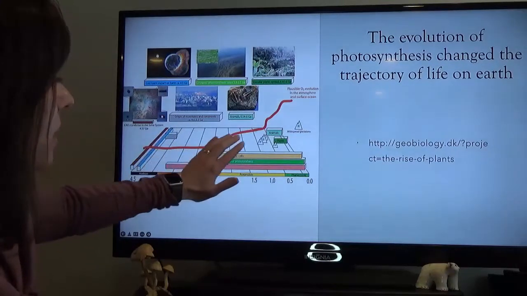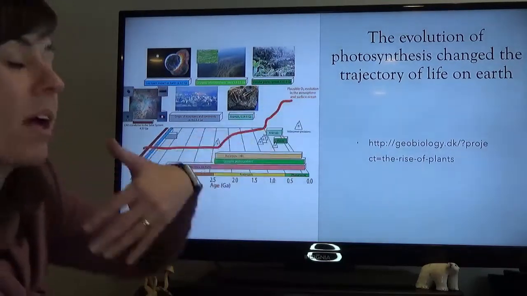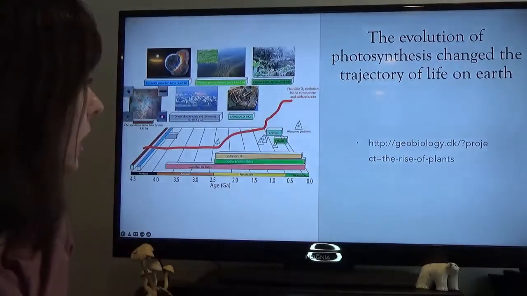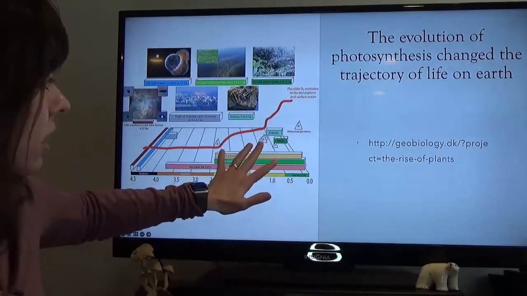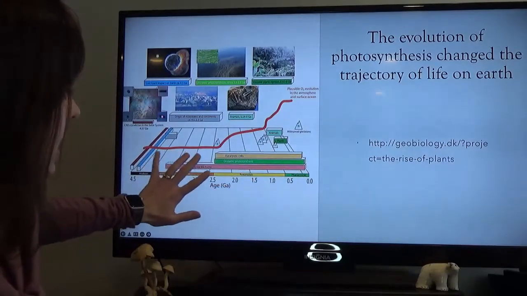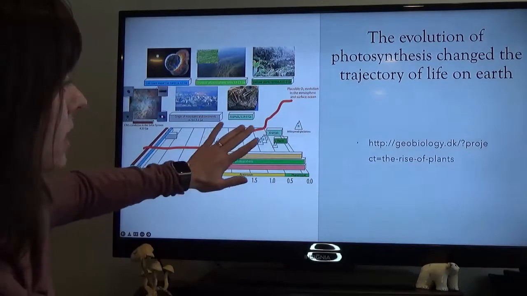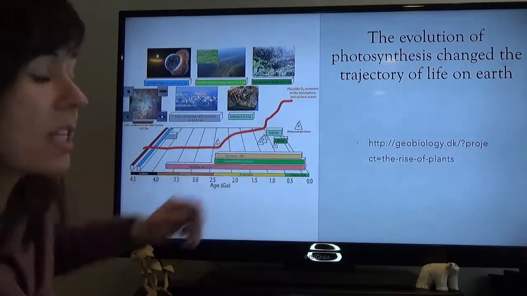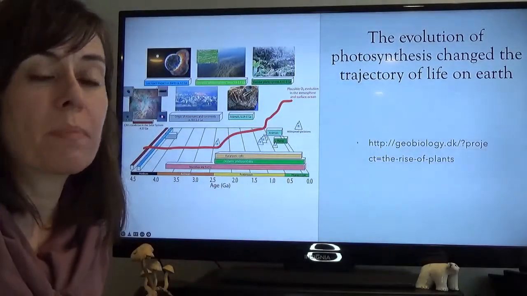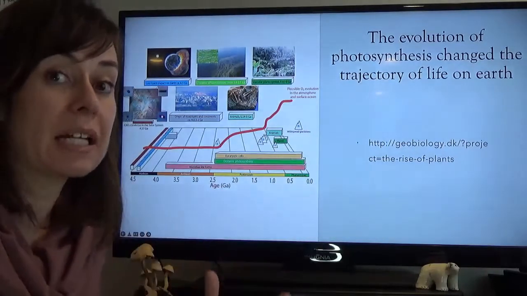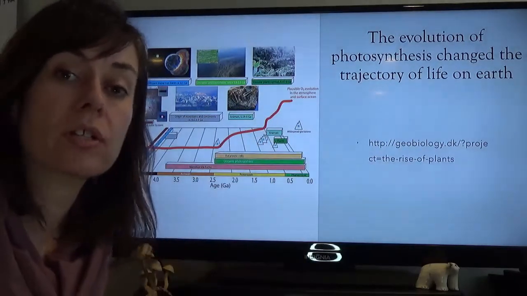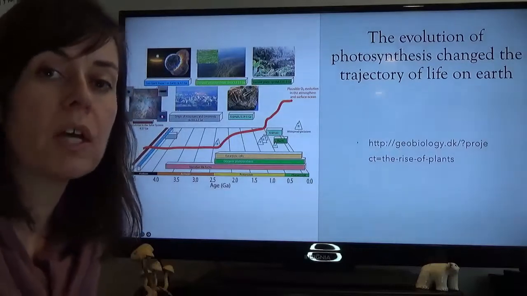And so this red line depicts a hypothesized scenario of what the evolution of atmospheric and surface ocean oxygen concentrations looked like. And what we can see is that once we had the evolution of photosynthesis, we see this increase in oxygen concentrations. It took a while for the oceans to reach capacity in terms of oxygen concentration, and then for the lands to reach capacity in terms of oxygen concentrations. So it took quite a while for atmospheric oxygen concentrations to respond to the evolution of photosynthesis.